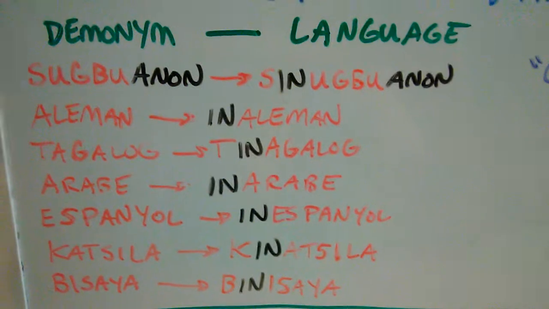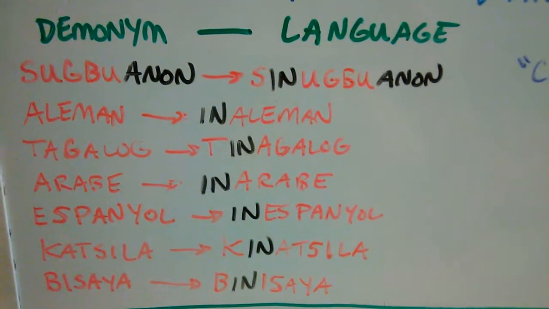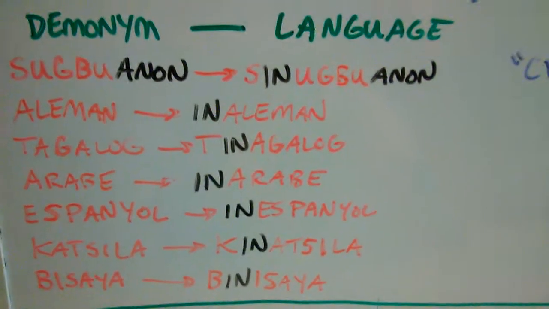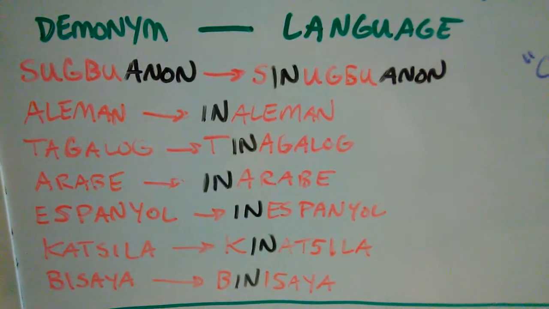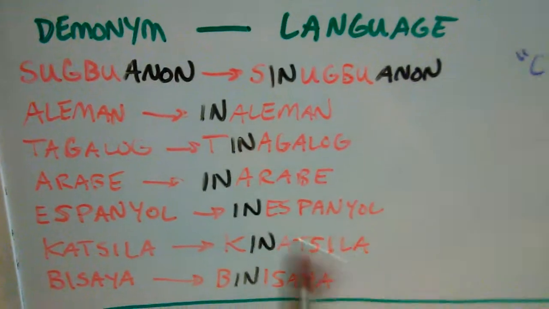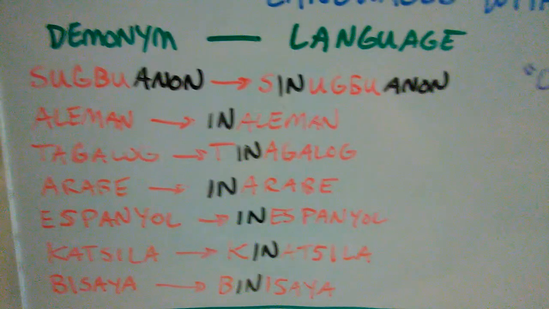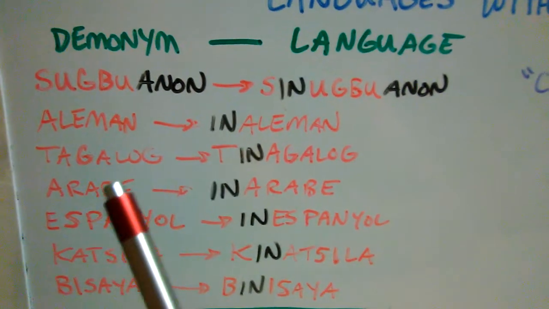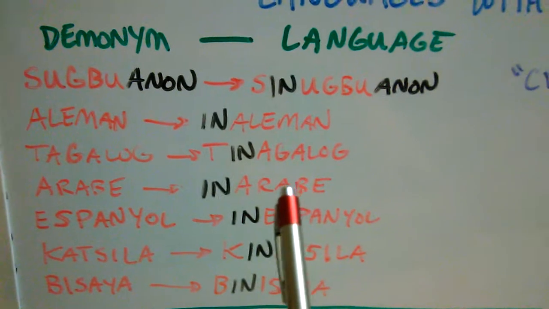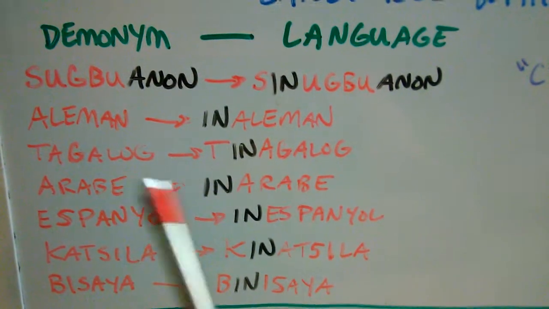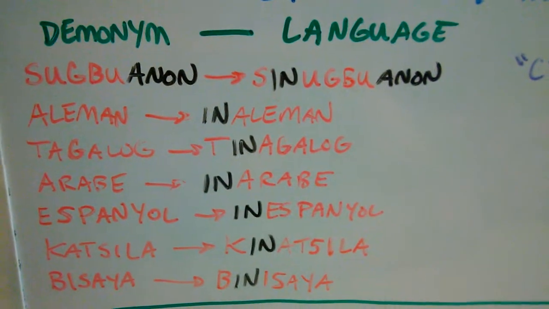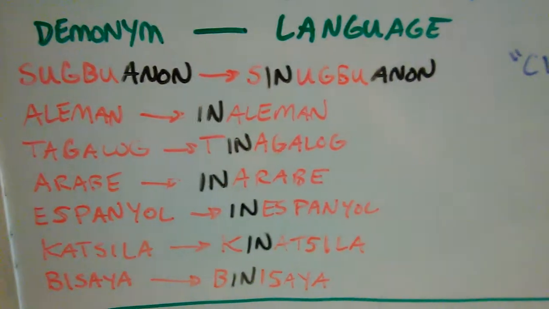Tagalog is the demonym for someone who is a Tagalog, right? Maybe they're from Manila or something like that, right? From Tagalog speaking lands. We infix it with the in infix and we get Tinagalog, right? And Tinagalog is the language, right? Tagalog is the person, Tinagalog is the language that the Tagalogs speak, right? So Tagalogs speak the Tinagalog language, if that makes sense, okay?